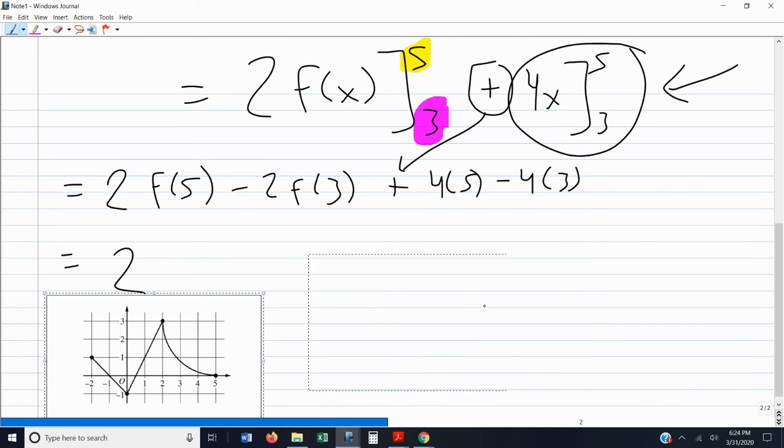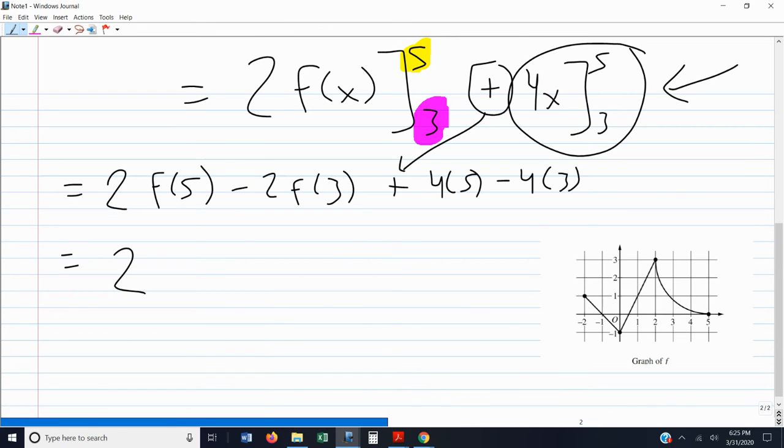That is the graph of f. So f of 5 means to go to the f graph, look at 5, and take the y value there, or the output. So when the x value is 5, what is the y value? The y value is 0. Minus sign, 2 f of 3. Again, f of 3 means go to the graph of f, go to the x value of 3, and figure out what is the output there.